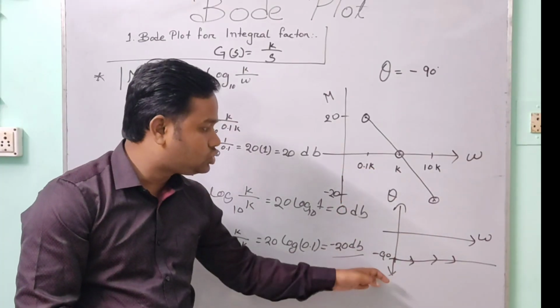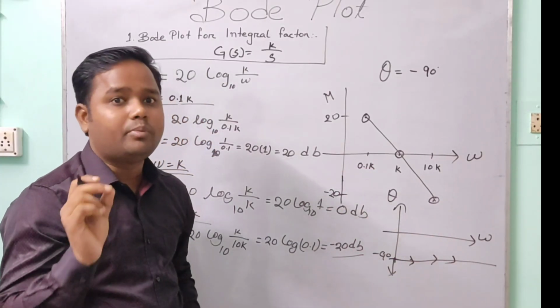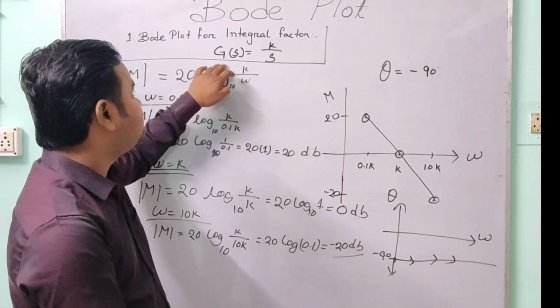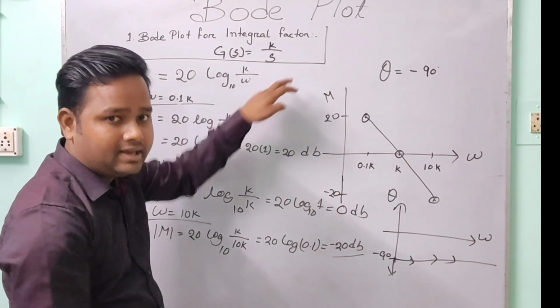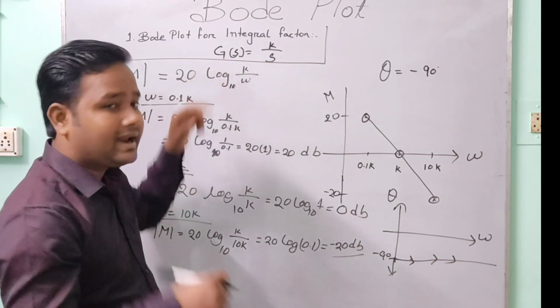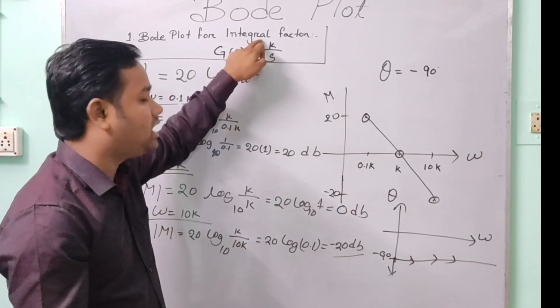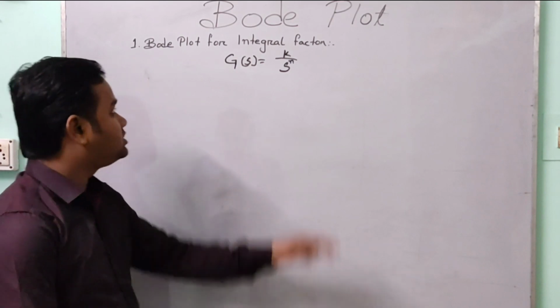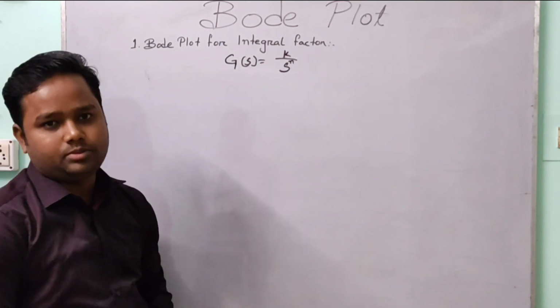Now in relation of these two plots, we can get the Bode plot for G(s) = K/s. Now we will study if the value is s to the power n. That is another question we will draw, when G(s) is equal to K by s to the power n.